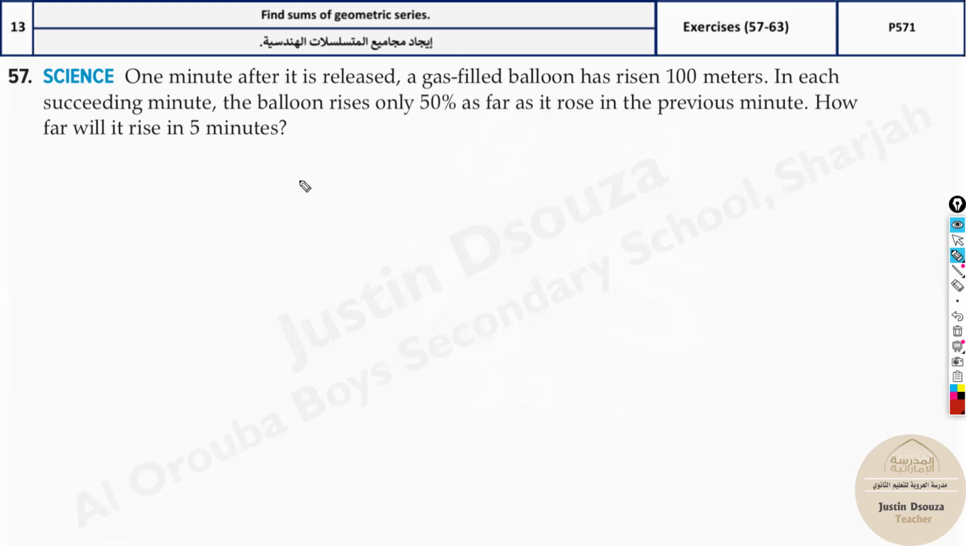Geometric sequences, and find it out. In the sense, 100 plus 50 plus 25 plus 12.5, then it'll be 6.25. Add them up, that will be the answer. But what is the better way to do it? The formula is Sn equals A1.